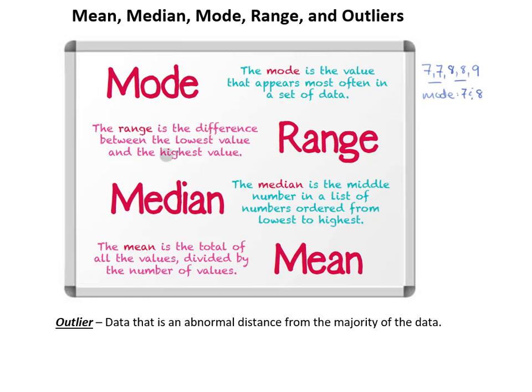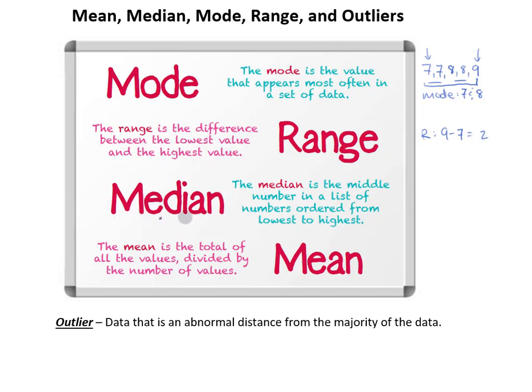The range, however, is the difference between the lowest value and the highest value. So if my lowest value is 7 and my highest is 9, the range is the difference between them. You take the larger number minus the smaller number, and our range is 2. That is a measure of how spread out our data is. So it's the largest number minus the smallest number, the difference between the lowest and the highest.